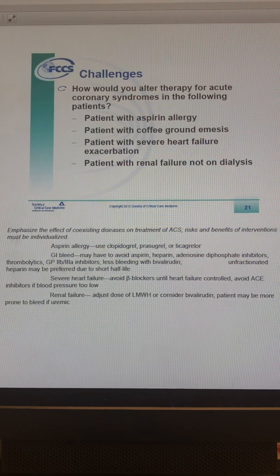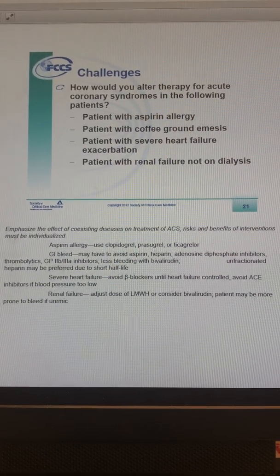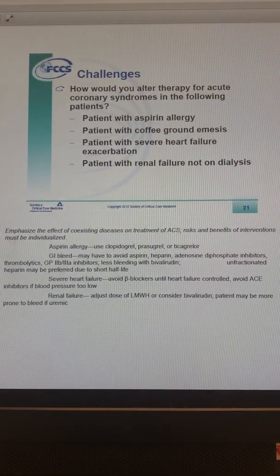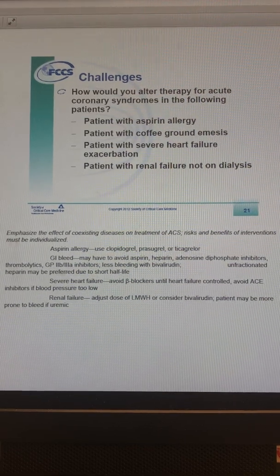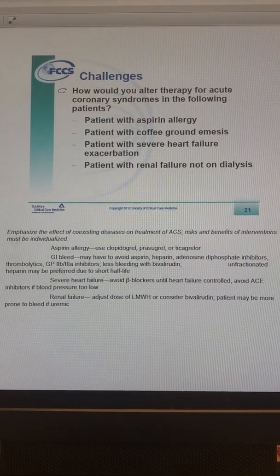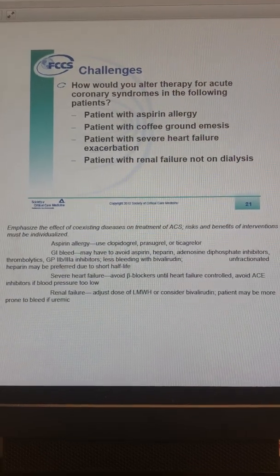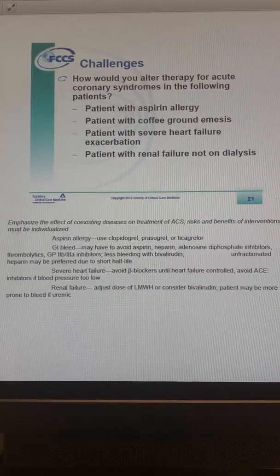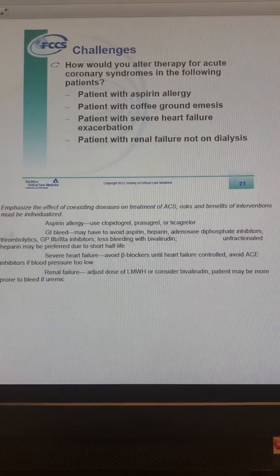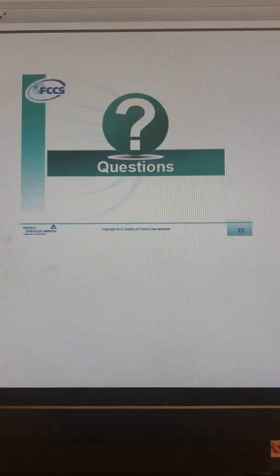What if they have renal failure? Can I put them on Lovenox? Well, maybe you want to avoid that or adjust the dose. You can put them on bivalirudin or obviously heparin drip. But just make sure that if they have kidney failure and you want to put them on Lovenox, you adjust the dose. All right, so that's the end of our lecture.